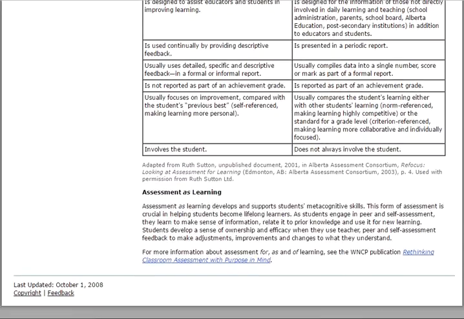And lastly, assessment as learning. Assessment as learning develops and supports students' metacognitive skills. This form of assessment is crucial in helping students become lifelong learners. As students engage in peer and self assessment, they learn to make sense of information related to prior knowledge and use it for new learning. Students develop a sense of ownership and efficacy when they use teacher, peer, and self assessment feedback to make adjustments, improvements, and changes to what they understand.